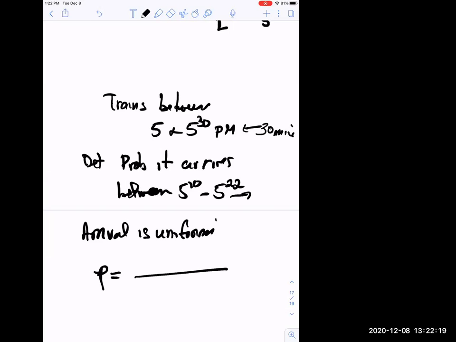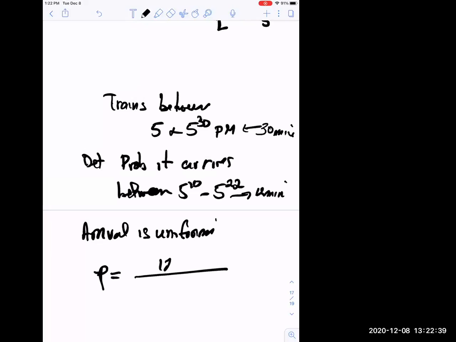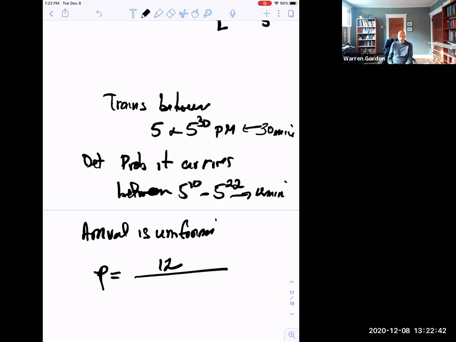The mean is A plus B divided by 2, the midpoint, but I didn't ask that. I'll come back to that in a second. Notice the time interval in question is how long? 12 minutes, right? So the probability that it arrives in this 12-minute interval is the length of that interval divided by the whole interval. 6 goes in 2/5.